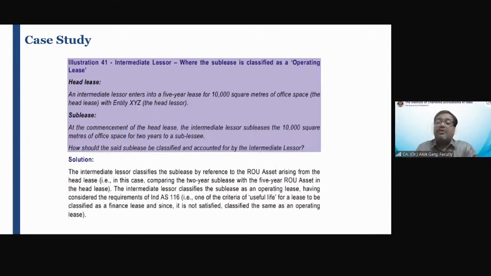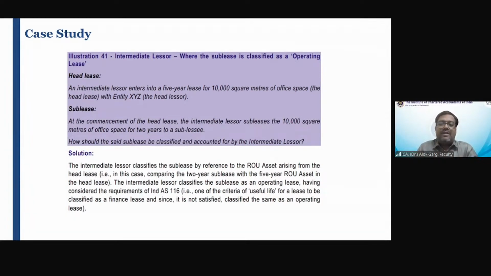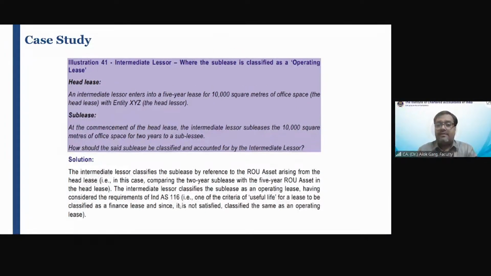So operating lease होगी तो क्या होगा? Whether lessor will de-recognize any asset? No, sir. The intermediate lessor will continue the ROU accounting as well as do the lease rental income accounting. So lessor will not de-recognize any asset in this case. Is that clear? So let me take you to the Excel file and explain this entire accounting with the help of numbers.